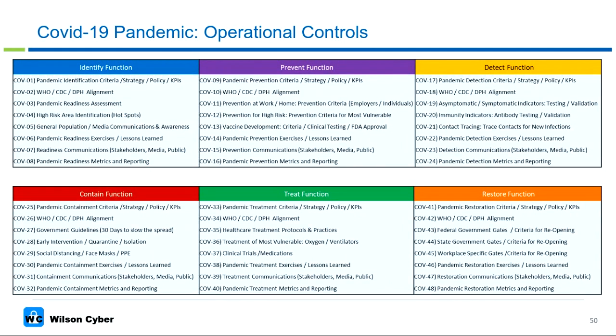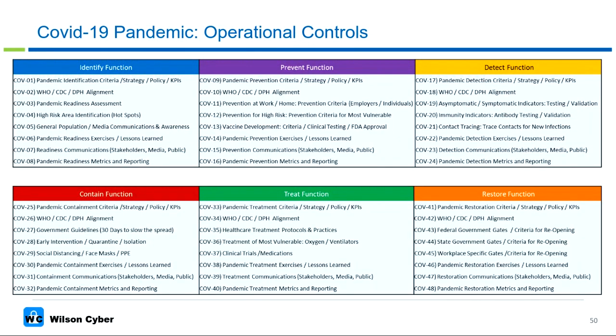use to measure our current prevention capabilities. World Health Organization, Center for Disease Control, Department of Public Health alignment, making sure we are consistent at a global, at a national, and at a state level. We have prevention at work and at home criteria, employees and individuals, prevention for high risk, criteria for the most vulnerable, vaccine development, pandemic prevention exercises, pandemic communications, pandemic prevention metrics and reporting.